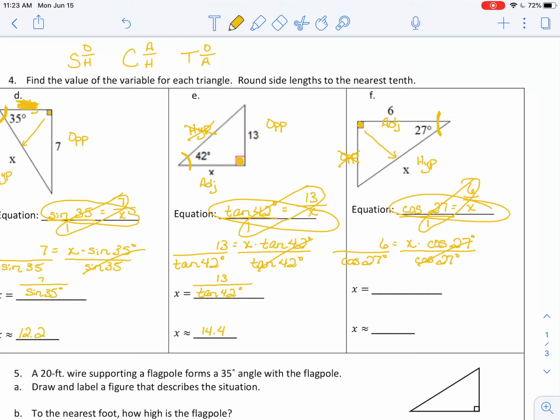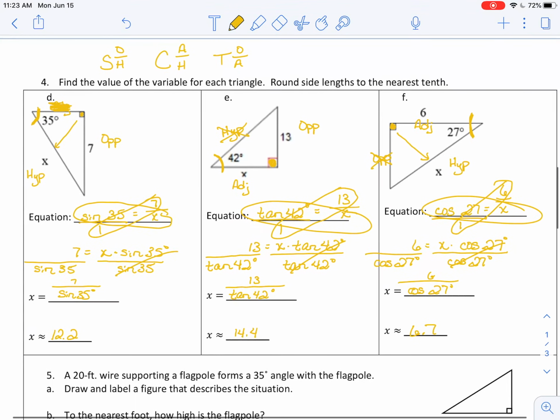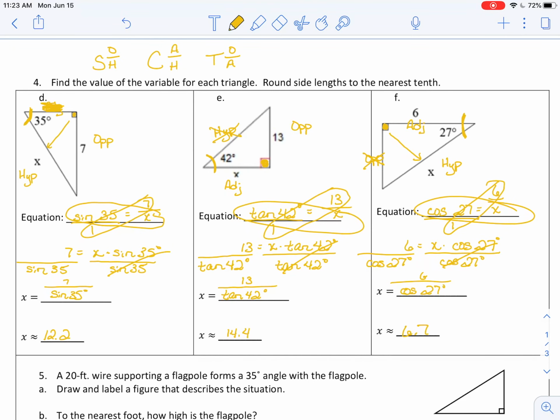See if you can type that in your calculator, because if you're doing it right, you can't. That doesn't make any sense. If you're not getting 6.7, make sure you are being very careful with your calculator, because you should be doing 6 divided by cosine of 27.